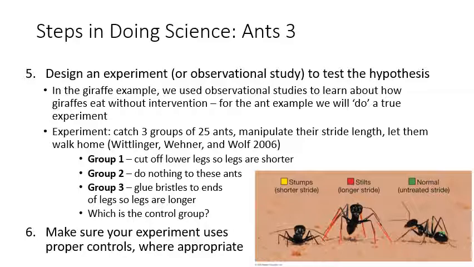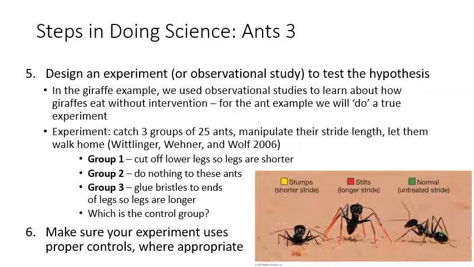So this experiment was actually performed in real life by the scientists Whitlinger, Weiner, and Wolf, who published in 2006. They caught ants and kept them in the lab, and the ants had an opportunity to be introduced to their new lab environment. They had a nest in the lab, and then there was a trough that they could walk through to get to a feeder where there was food. And so they spent some time training on just getting food from that trough and bringing it back to the nest, and then they did the experiment.